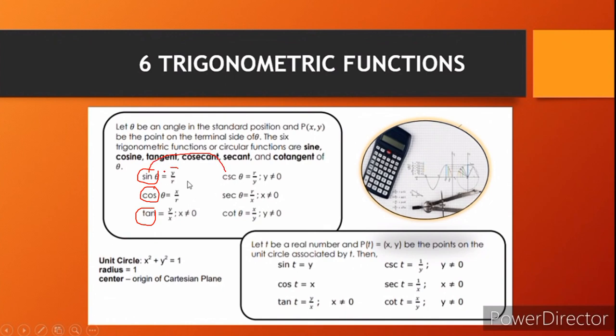Kapag ang sine, y all over r, babaliktarin mo lang yon, so r all over y. Yung cosine naman, if it is x all over r, babaliktarin mo siya sa secant. Kapag yung tangent naman is y all over x, babaliktarin mo siya, magiging x all over y. Dapat alam nyo na agad kung anong partner ng sine, cos, at tangent. Kasi tatlo lang yan. Magiging 6 na lang siya kapag hinanapan niyang 6 trigonometric functions. Madali lang tandaan yung tangent kasi cotangent. Parang co-terminal, terminal.